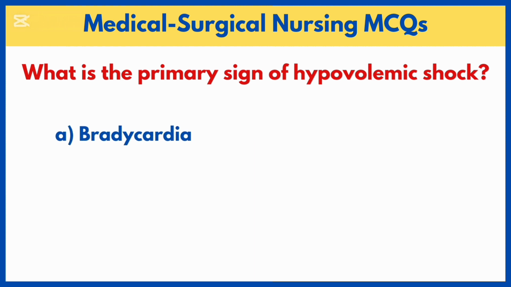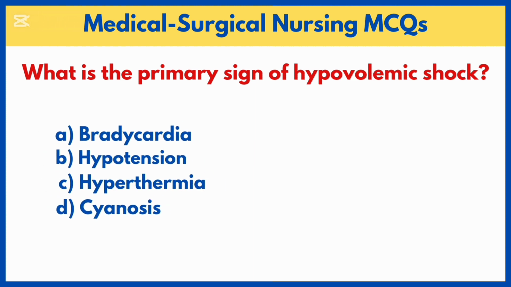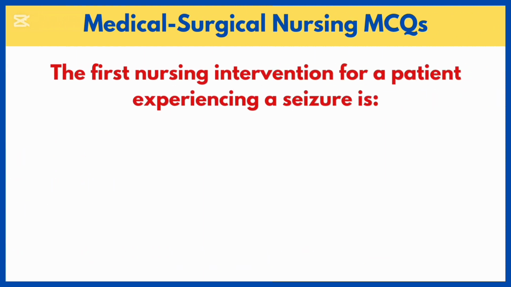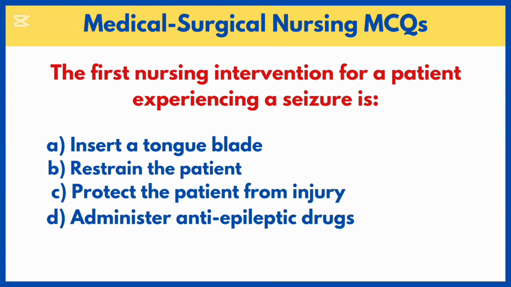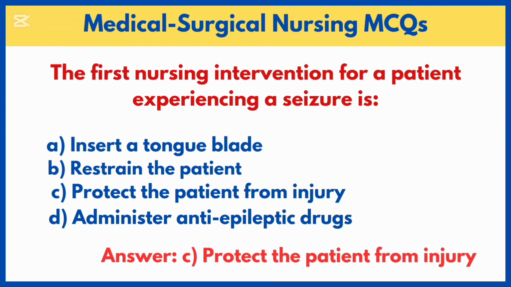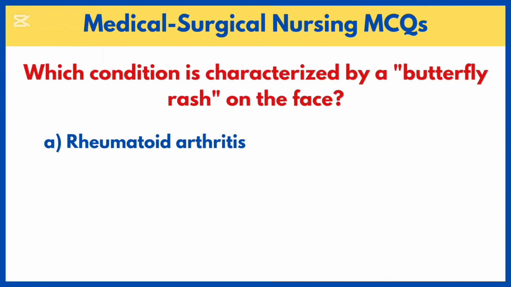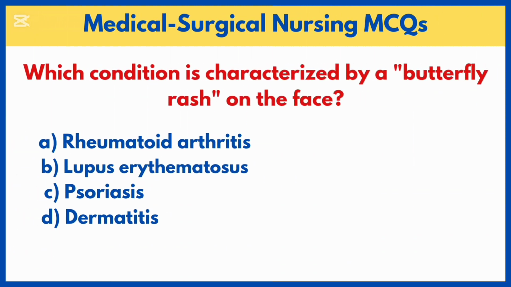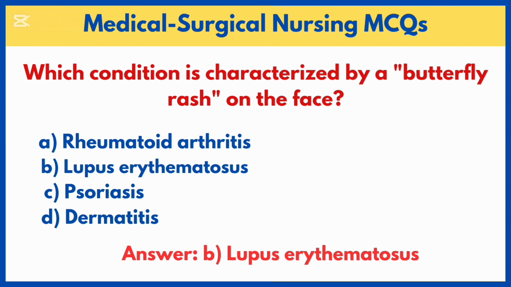What is the primary sign of hypovolemic shock? Correct answer is option B, hypotension. The first nursing intervention for a patient experiencing a seizure is. Correct answer is option C, protect the patient from injury. Which condition is characterized by a butterfly rash on the face? Correct answer is option B, lupus erythematosus.